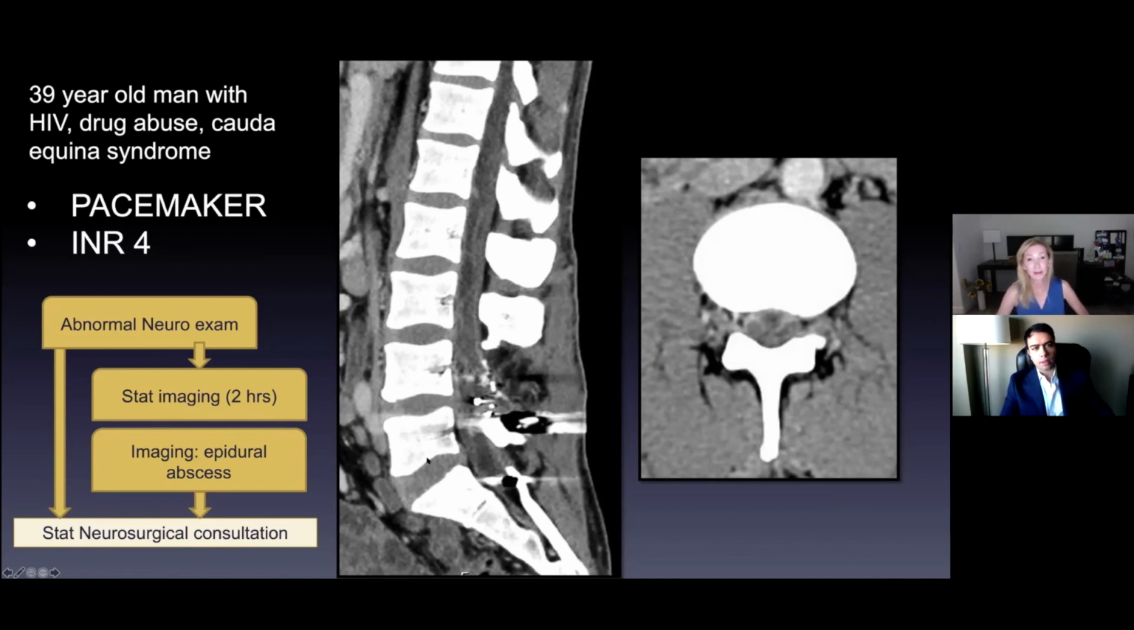The sick person, they're very ill. This is a very sick person. I totally agree. I mean, INR 4, pacemaker, at 39 years old. This is a very, very sick person. These cases are always very challenging, in particular because I assume this patient probably came in late at night, probably on a weekend or a Friday. Is that right? Or middle of the night, yes.